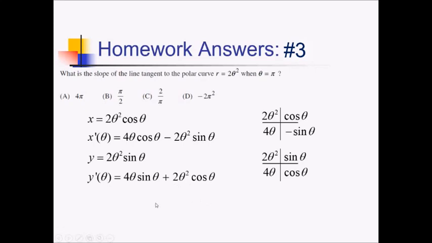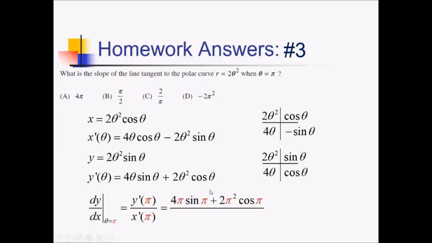Okay, so let's put all this together now. dy over dx evaluated at theta equals pi, that's going to be y prime of pi over x prime of pi. Just using our parametric derivative setup here. So let's see, that's going to be 4 pi sine pi plus 2 pi squared cosine of pi. That's all in the numerator. Denominator, we've got 4 pi cosine of pi minus 2 pi squared sine of pi. All that stuff.